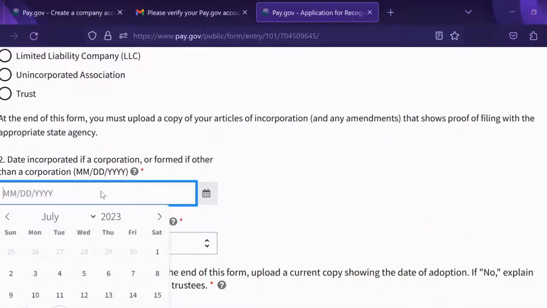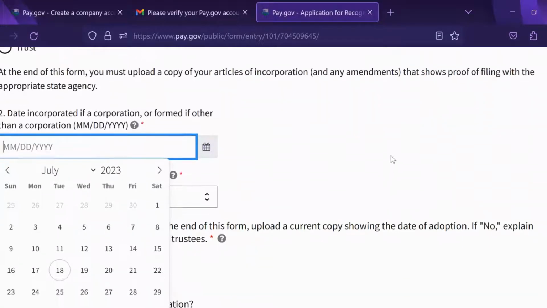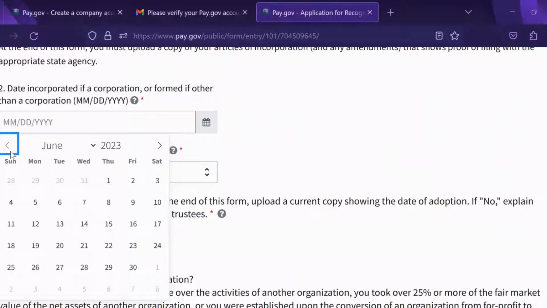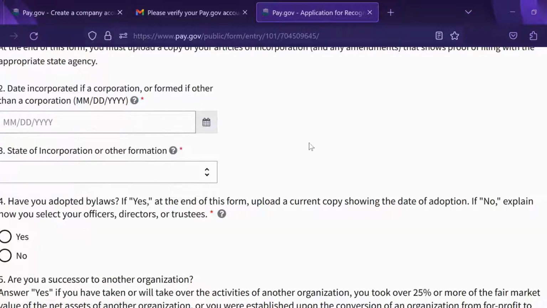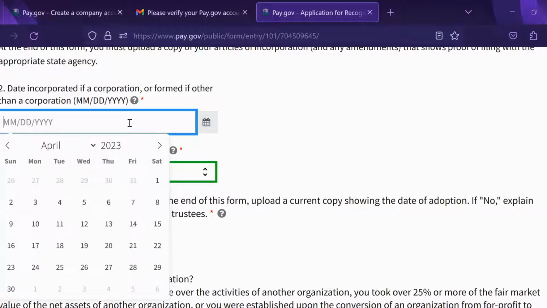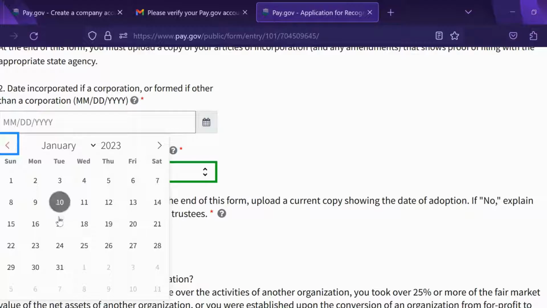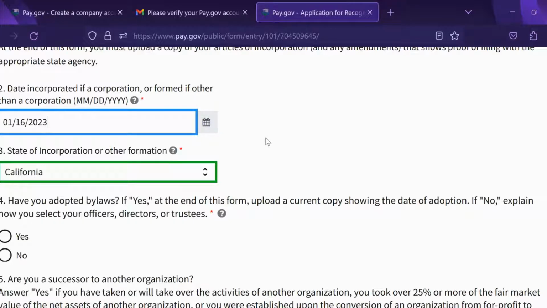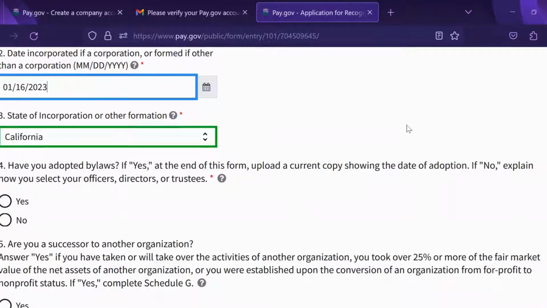So Jane's incorporation date, this is the date that will be on her articles. I don't remember what date we used, so we're going to say that it was in January. But the date should match the date that is on your articles of incorporation.